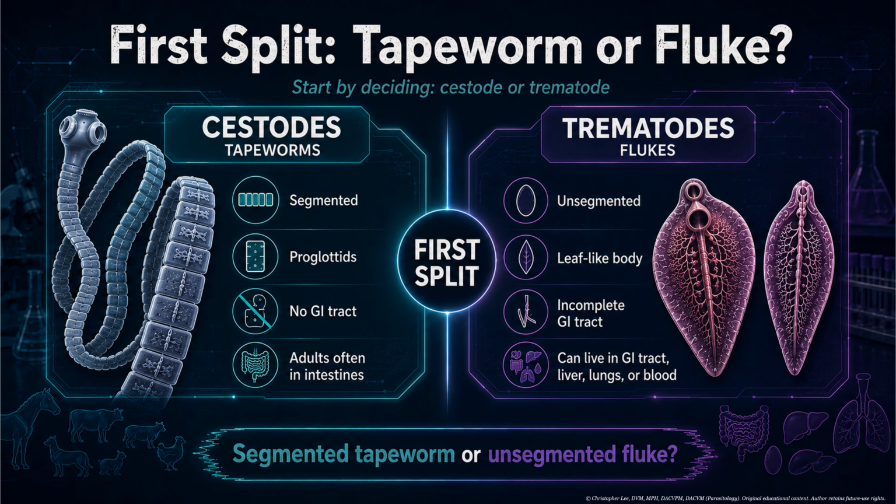Trematodes are flukes. They are typically unsegmented, often leaf-like or fleshy, and have suckers plus an incomplete gastrointestinal tract. Trematode comes from a Greek word meaning having holes or openings, a useful association with their sucker-bearing body plan. So the first split is simple, tapeworm or fluke.